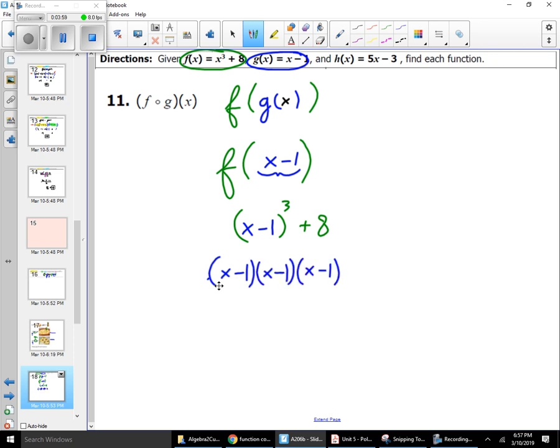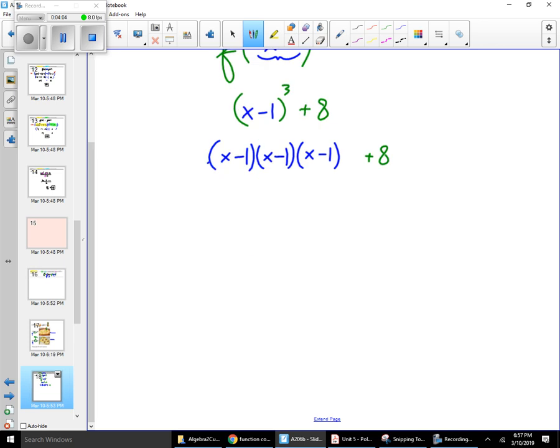And then we're going to add 8. So it's 3 x minus 1s, and then we're adding 8. Keep in mind, this is a FOIL problem. It's not too terrible of a FOIL problem, but we're going to have an x times x, which is x squared. We're going to have x times negative 1, which is negative 1x. That'll happen again for my inside terms. And then negative 1 times negative 1 is a positive 1.